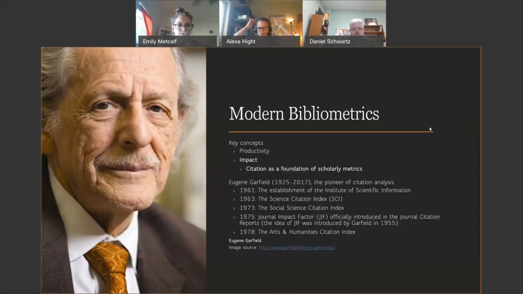Eugene Garfield came up with how we typically measure information today. The key concepts we take away from this are that what we're saying is important is productivity and impact. And the way we're measuring impact is citation as a foundation of scholarly metrics.